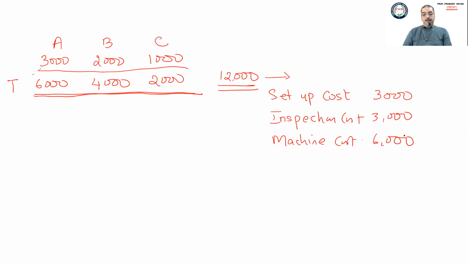Now, as far as products A, B, and C are concerned, I tell you that machine cost is on the basis of number of machine hours or on the basis of number of units produced. So this is on the basis of units produced. Inspection cost is on the basis of batches produced, inspection per batch. And the setup cost, I tell you, is on the basis of number of setups.